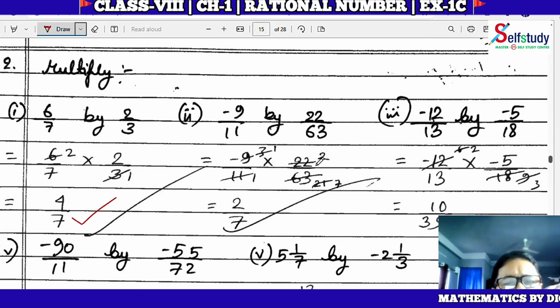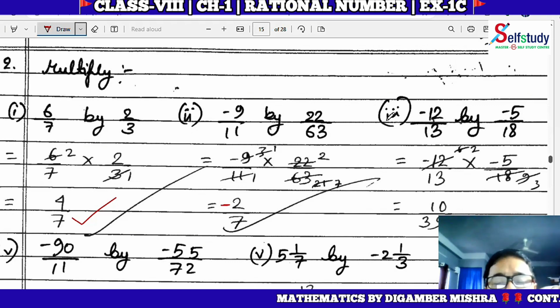-9 upon 11, 22 by 63. 11 2s are 22 and this is 9 7s, right? So 2 upon 7, but here I can see that the minus sign is missing, right? These are the mistakes which you also make when you write in your notebook and even in the exam. You should not do that.